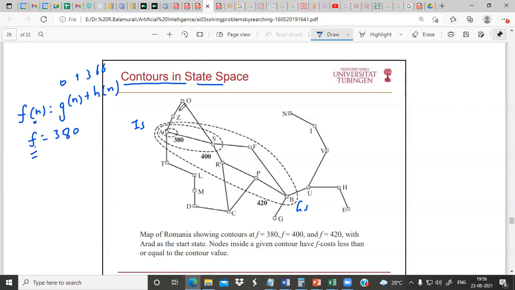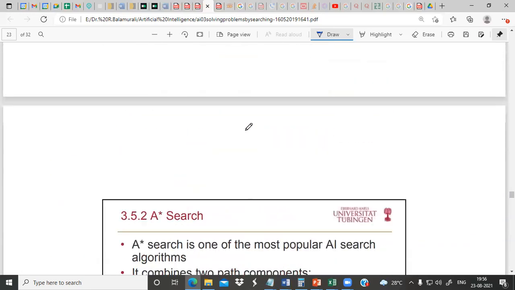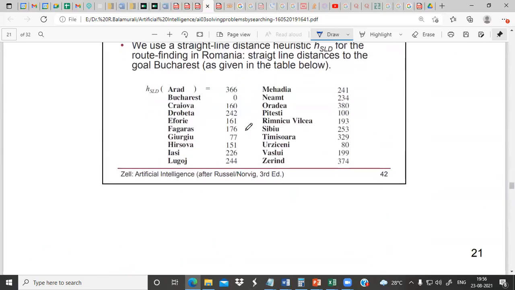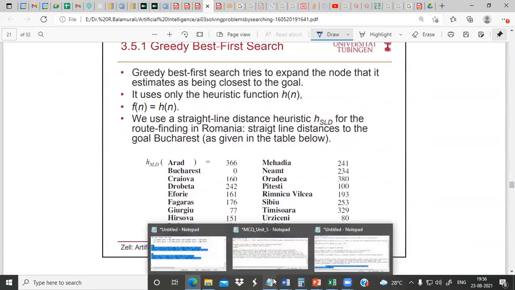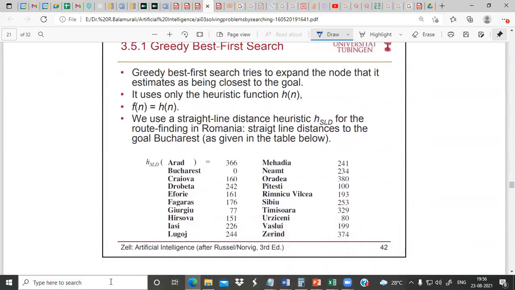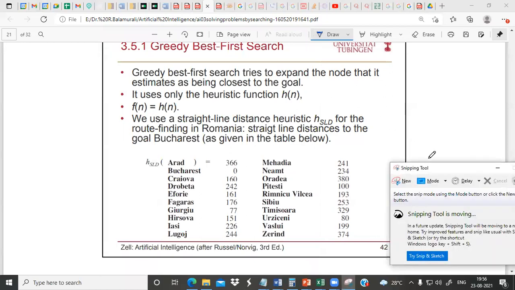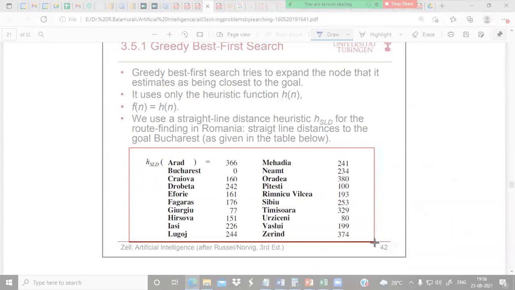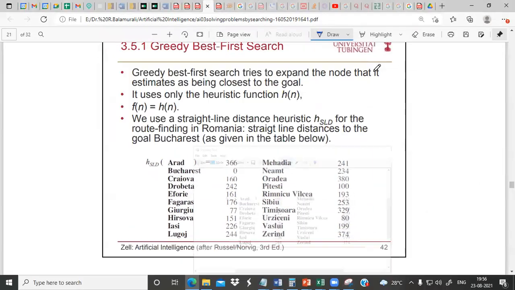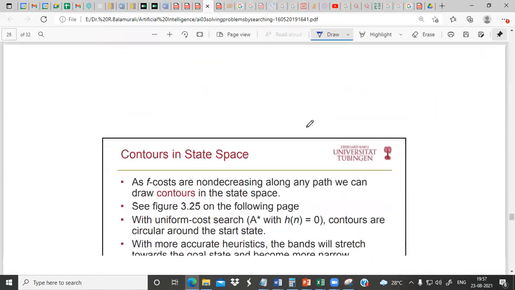If you see Zerind, actually we want that table. So let me go back here. I will copy this table so that we can easily refer to it, otherwise accessing it every time becomes difficult. Okay, so let it be here. Now we'll go back to this contour.